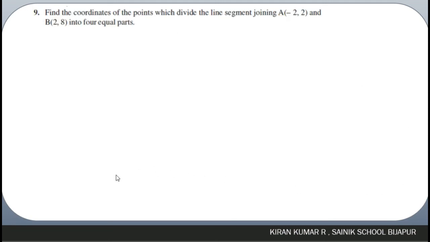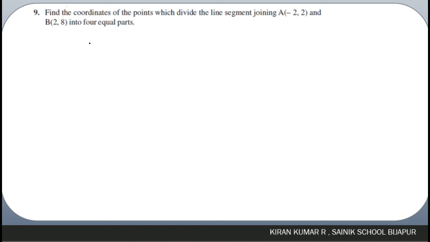Question number 9. Find the coordinates of points which divide the line segment AB into 4 equal parts. In one of the questions there was trisection, here it is quadrisection, which means 4 equal parts. So if 4 equal parts are to be made, I need to have 3 points.